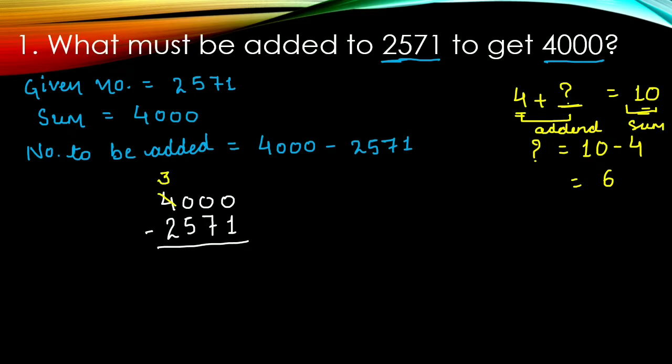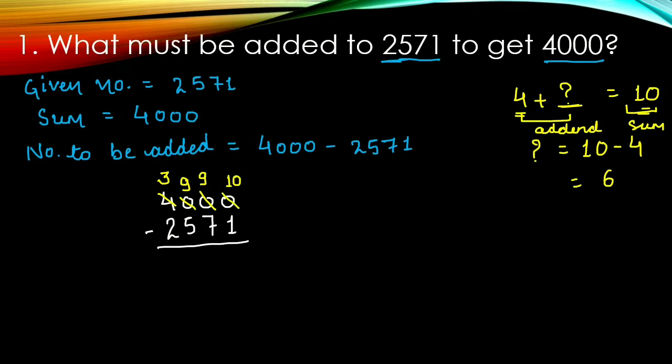Here after borrowing 1000 from thousands place, 10 hundreds will be there. But we have to give 100 to tens place. So 9 hundreds are left here in hundreds column. Similarly, 9 tens will be left in tens column, as out of 10 tens we have to give 1 ten to ones column. And here in ones column 10 ones will be there.